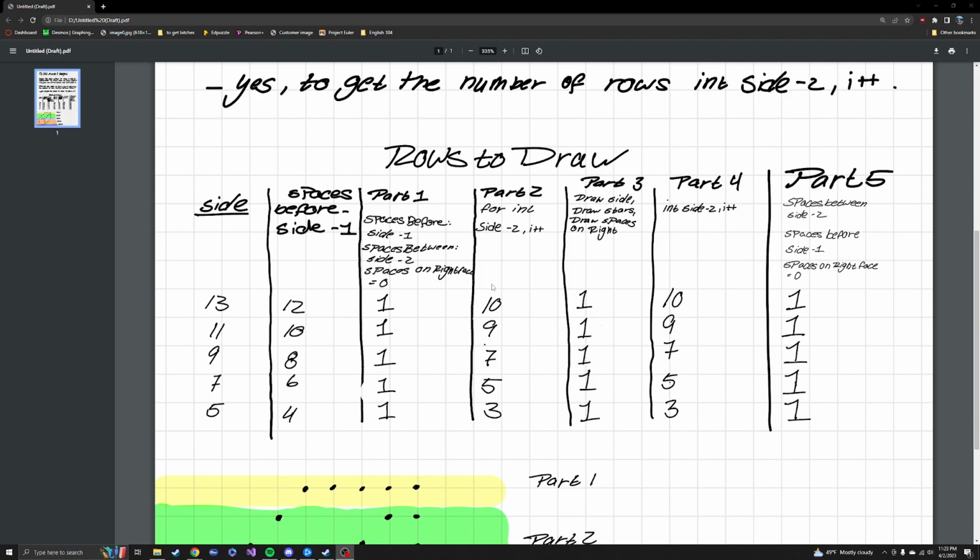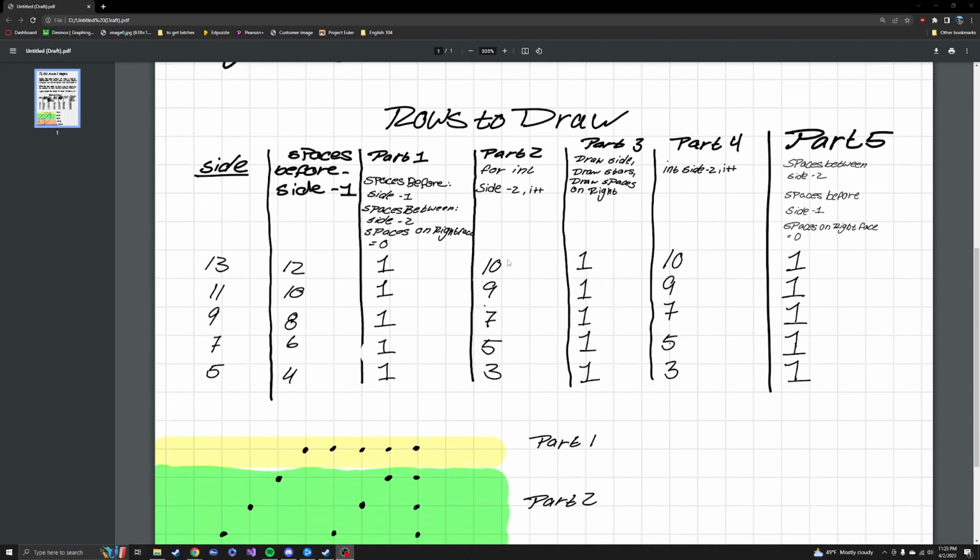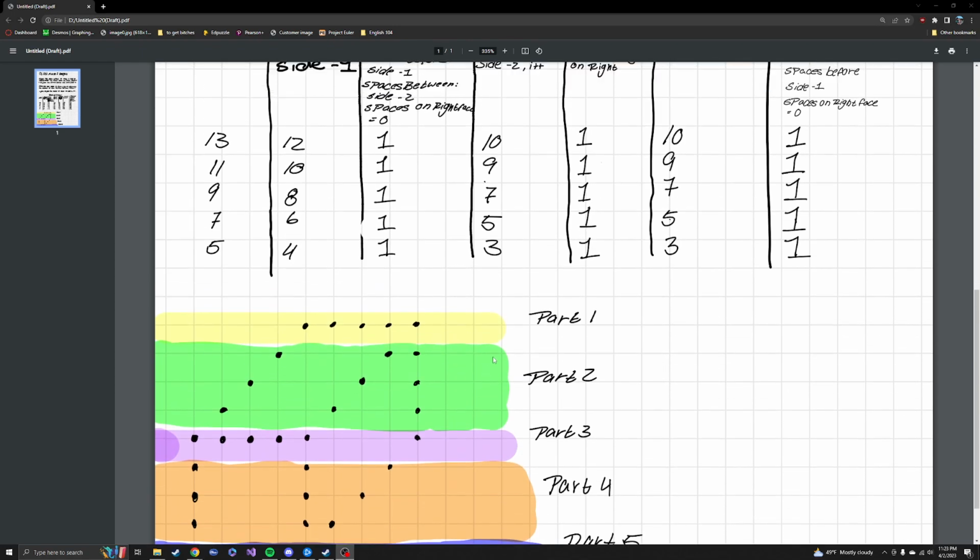Also, I think I just did the math wrong. One second. I did the math wrong on this. Forget what I said earlier. This should be 11, and this should be 11 over here as well. But this is going to be 13 minus 2, which would be 11. 11 minus 2 would be 9. 9 minus 2 would be 7. 7 minus 2 would be 5. And 5 minus 2 would be 3.